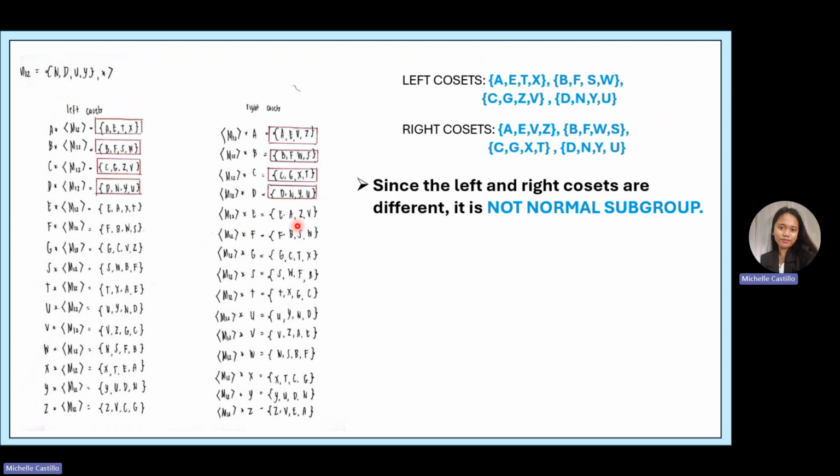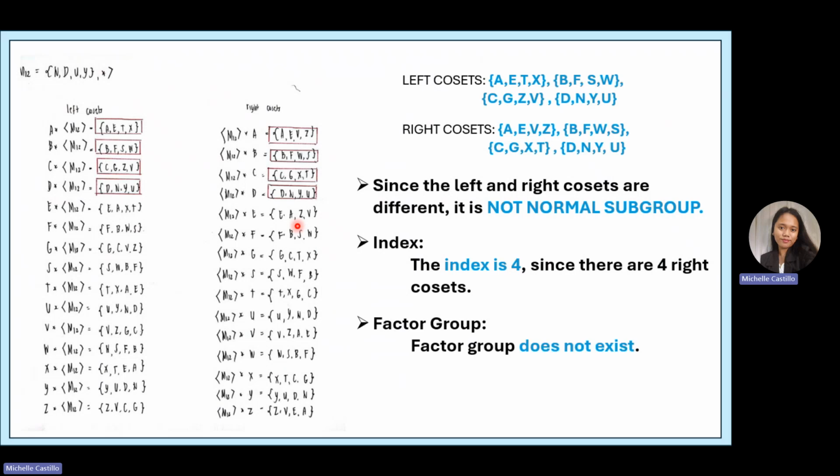Since, as you can see here, the right and left cosets are different, therefore it is not a normal subgroup. Then for its index, there are 4 right cosets, therefore the index is equal to 4. Then the factor group does not exist since it is not a normal subgroup.